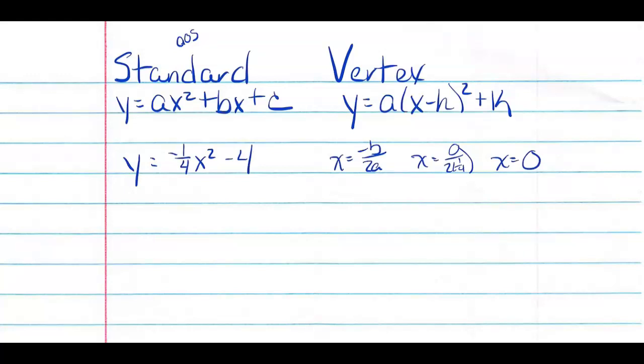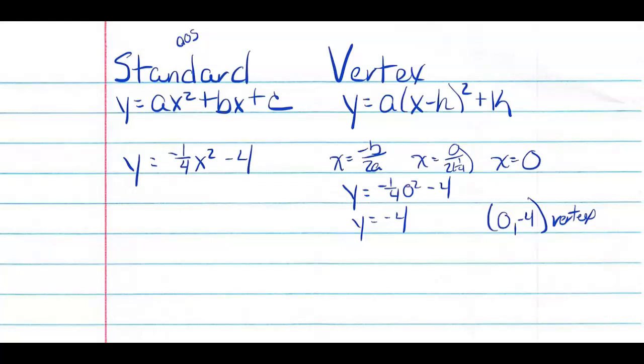Now, if I think about that, I can go ahead and plug that back in, and I'm going to find out that 0 times anything. So if I just go longhand here, negative 1/4 times 0 squared minus 4, anything times 0 is 0. So 0 minus 4 equals negative 4. So my vertex is 0, negative 4. That's the most important part of any quadratic. Where does it start? What's the max?